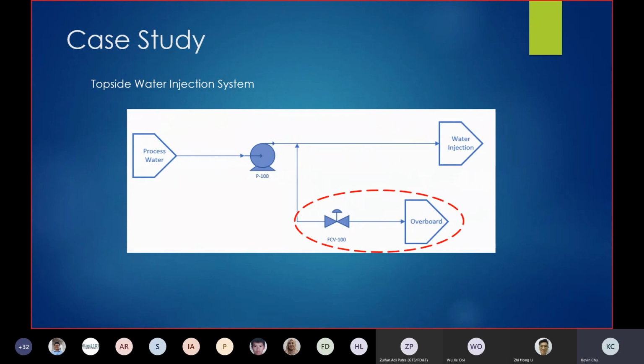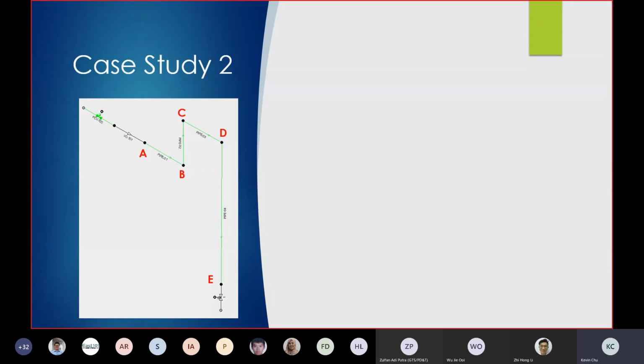For simplicity, we will just model the overboard line starting from the FCV to the end of the overboard line. This is to simplify the process, because we want to focus on the phenomena happening here instead of at the pump and the water injection. So this is how the model looks like in Pipenet. We have our FCV here, we have our check valve, and also our overboard line. The water will travel from A to E before exiting the overboard line and being sent to the ocean.